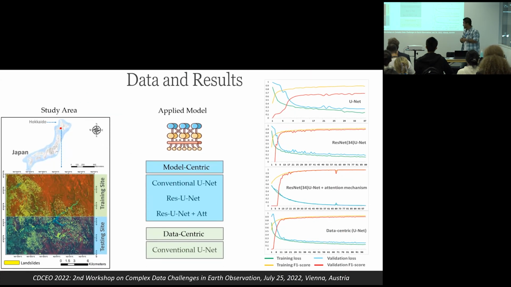But what we did in this study, let me start from the study area. It's again Hokkaido in Japan, and the same study area is divided into a training site and a site for testing the model. What we used was again UNet, and in each step we make it more complex. We add residual learning, a ResUNet, and then we also add an attention mechanism for landslide detection. So now we have the residual learning unit and the attention mechanism.